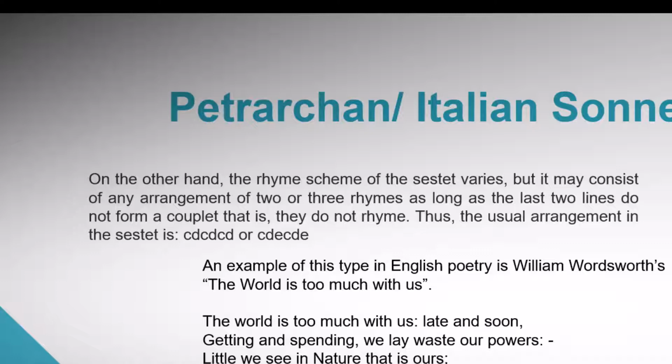The arrangement of the sestet is usually something like C D C D C D, or C D E C D E. What we're trying to avoid is having E E at the end. The couplet refers to the last 2 lines of a poem. So C D C D C D is the rhyme scheme for the sestet of an Italian sonnet.